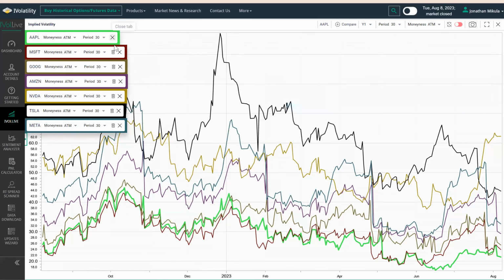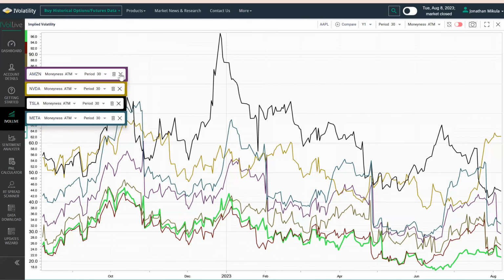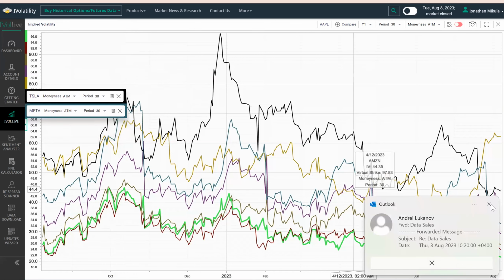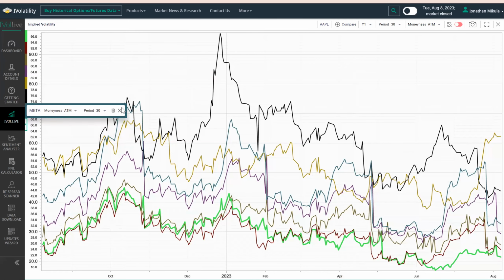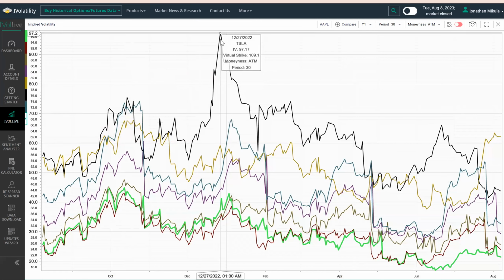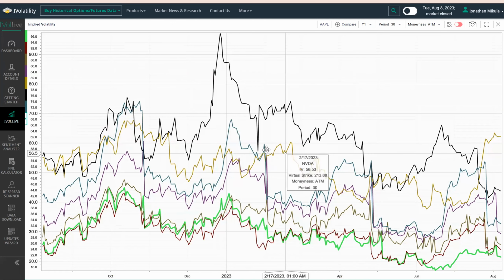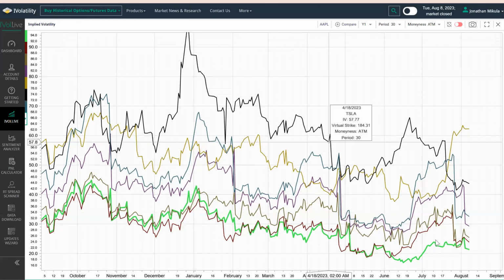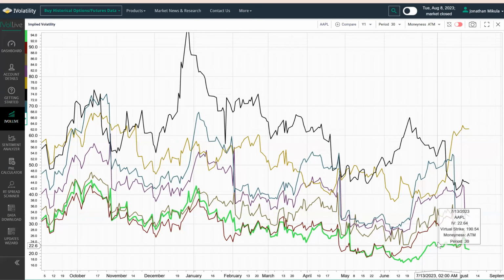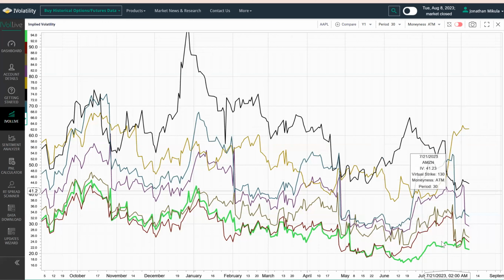But what was great about this is that it shows us the relationship between implied volatility in these different names, these tech giants. So we could see, for example, here on December 27, 2022, Tesla had this giant spike in implied volatility, much higher than these names. And you can see the names that generally trade with lower implied volatility, which on this chart is Apple. Apple typically trades with a low implied volatility relative to its peers, which is illustrative.